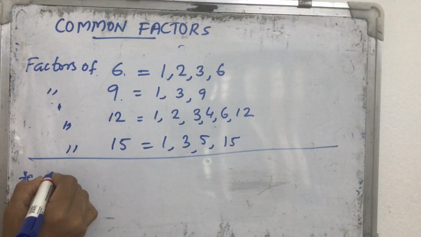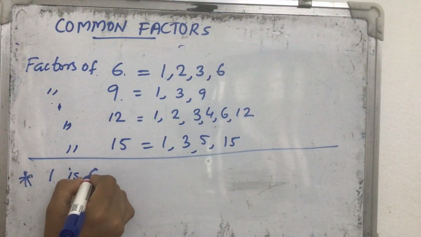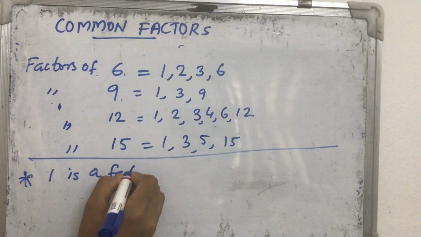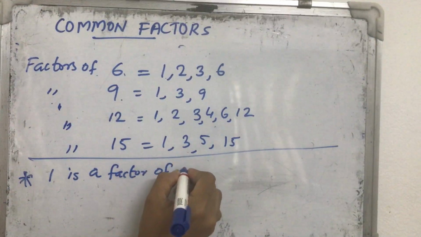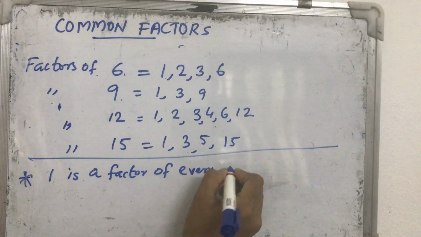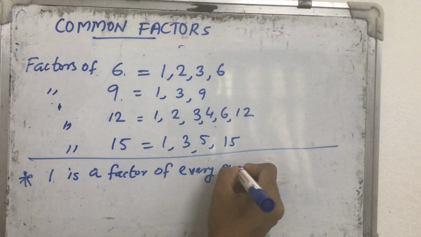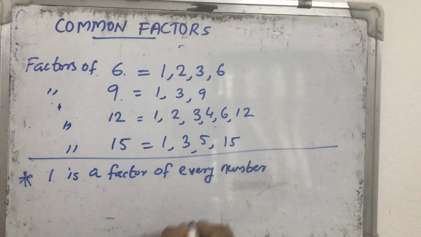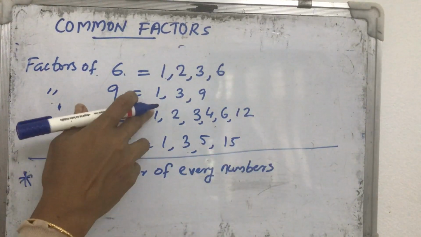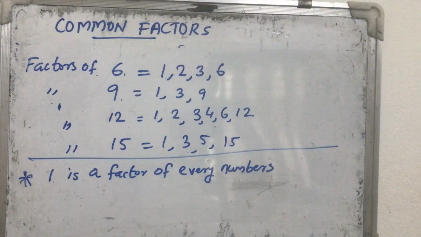The first property is 1 is a factor of every number. It is very important, the properties of factors. 1 is a factor of every number. Whichever number, in its factors there will be 1 as a factor. Okay, that is the first property.